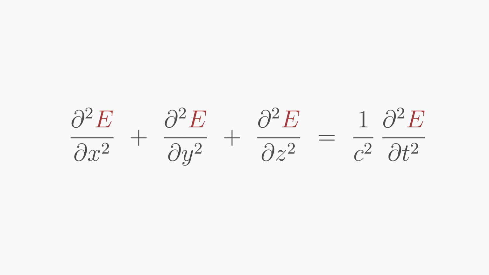On which variables does the function E depend? The dependence is not explicitly given here, but from the derivatives you can immediately see that E must depend on x, y, z and on t. That is, on a total of 4 variables.